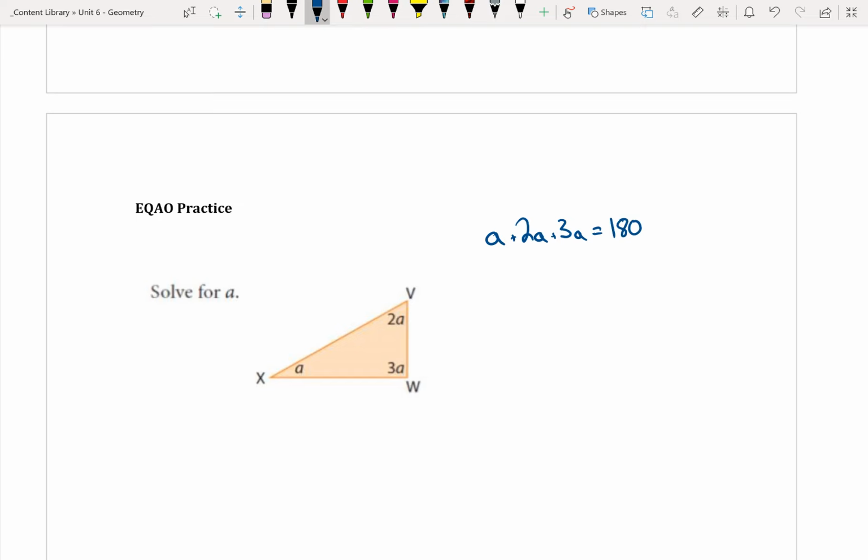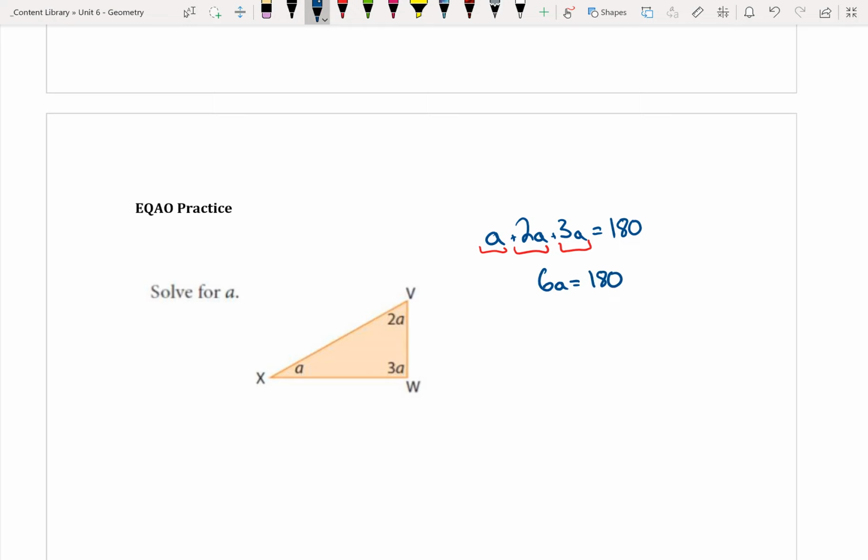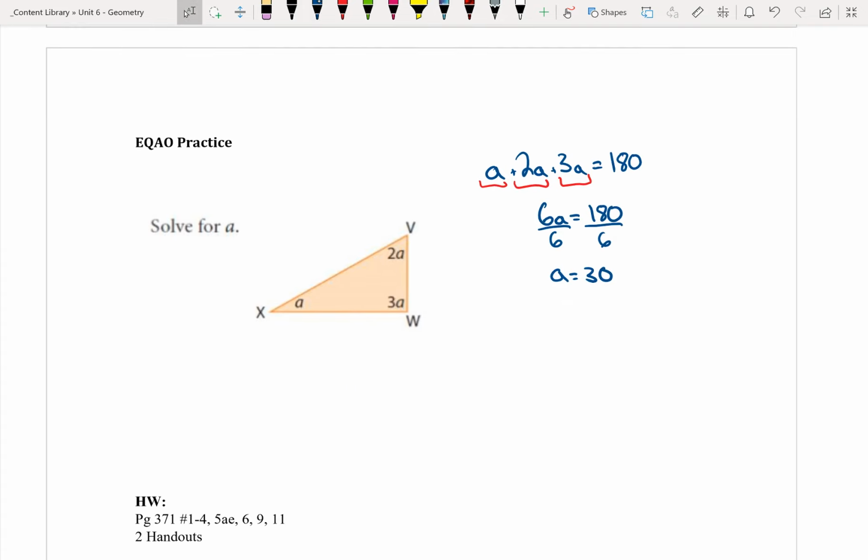Now we need to solve for A. So now we have an equation. And this one is going to work out to be a simple equation. The first thing we can do is collect like terms. Because they all have the A variable, these are all like terms, so I can add all of these together. 1A plus 2A plus 3A equals 6A, and that all works out to 180 degrees. So 6A, or 6 times something, equals 180. To figure out what that something is, or to solve this equation, we're going to divide both sides by 6, and A equals 30. So we now know what A is.